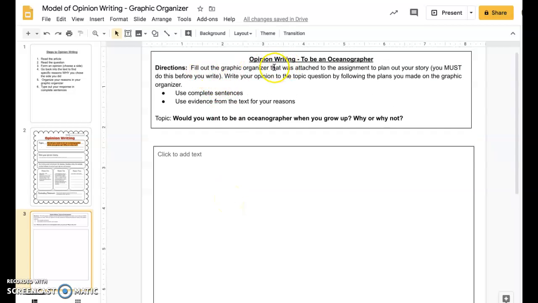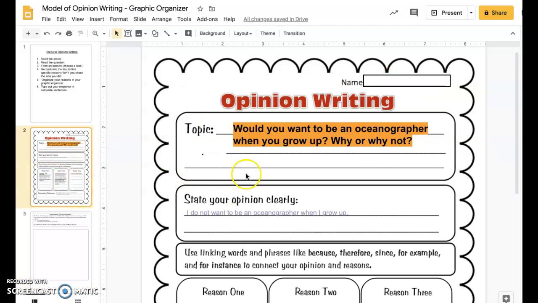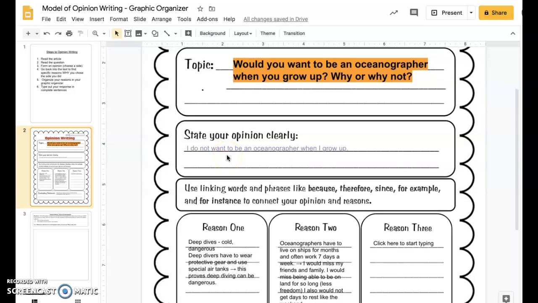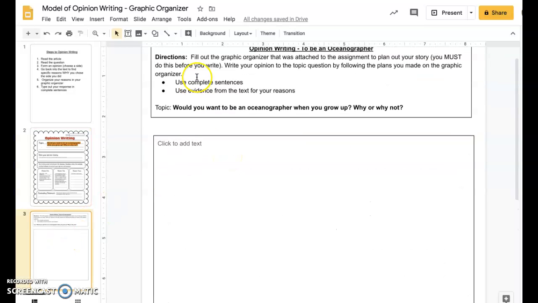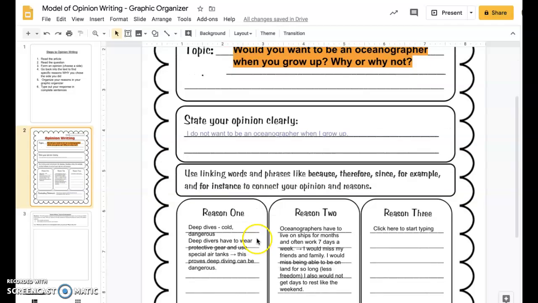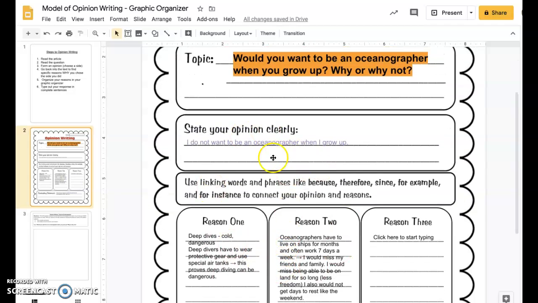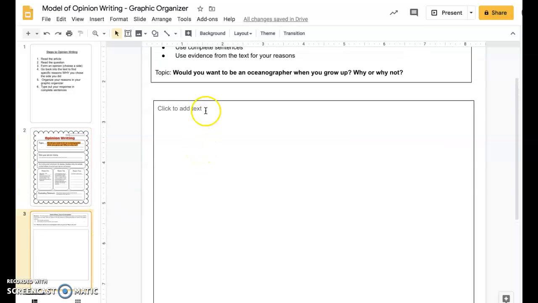So fill out the graphic organizer that was attached to the assignment. We already did that. To plan out your story. Write your opinion to the topic by following the plans you made. So everything you wrote in your organizer is going to be helpful for you to write. Don't ignore this. You did this for a reason. It's a planning tool. We use this to plan. Now we need to write our opinion below using complete sentences and evidence from the text. We already put evidence from the text for our reasons. So using this to help us will be super easy. But we need to make sure they're complete sentences.